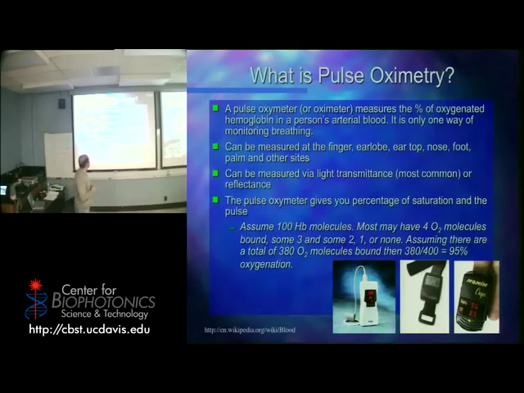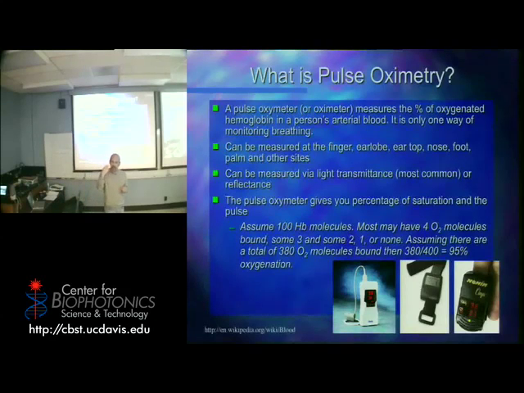Okay? So, you can measure the percent of oxygenated hemoglobin in the blood in a variety of different ways. You basically need a spot where there's blood, which is pretty much a lot of spots on our body. Okay? And you need the light to be able to go through it. So, if it can make it through our finger, it can make it through an earlobe pretty readily. Some things you might not think about is you can do it from the top of the ear, you can do it on the nose, you can do it on the foot, you can do it on the palm and other sites. You can actually even do it through the eye.